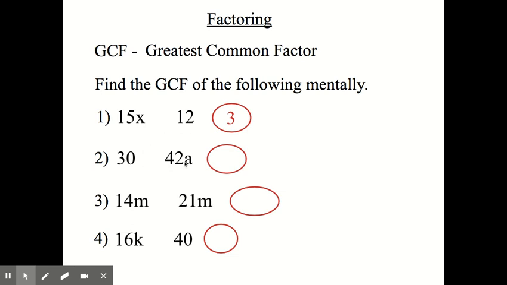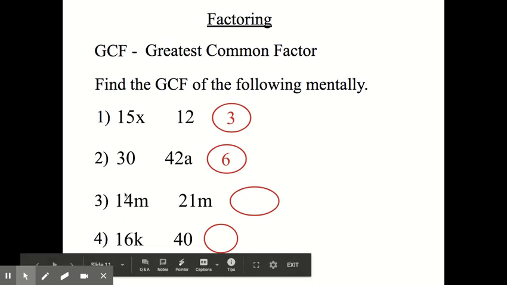When we look at 30a and 42, this a has no role because it doesn't exist in both terms. So we look at 30 and we look at 42. What is the greatest number that exists in both of those in terms of factoring? It would be 6.